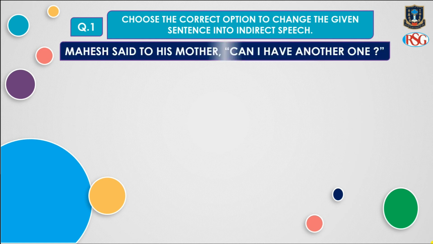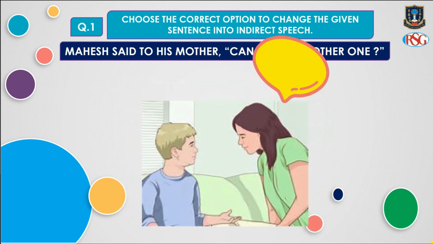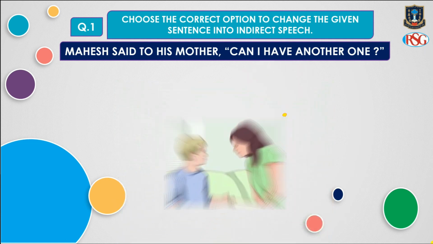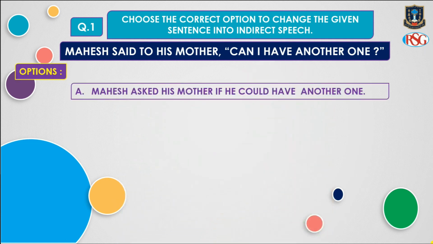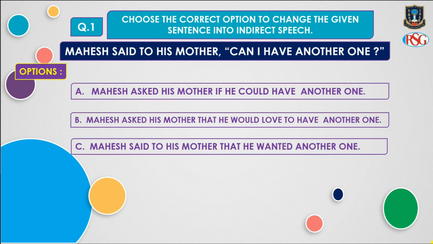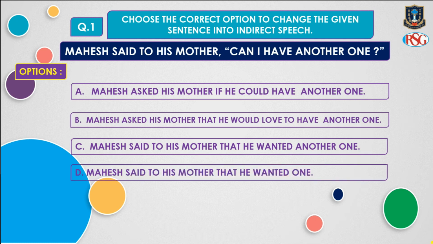So the first sentence is, Mahesh said to his mother, "Can I have another one?" This is in direct speech. And the options are: first option, Mahesh asked his mother if he could have another one. Second option, Mahesh asked his mother that he would love to have another one. Third option, Mahesh said to his mother that he wanted another one. And the last option, Mahesh said to his mother he wanted one. There are four options, and you have to tell me which option fits correctly here.